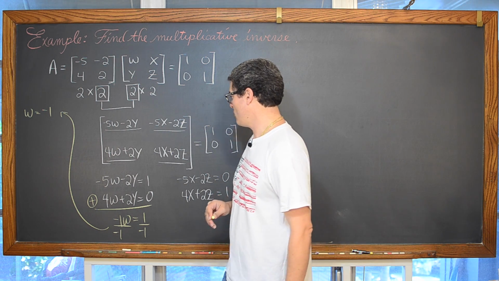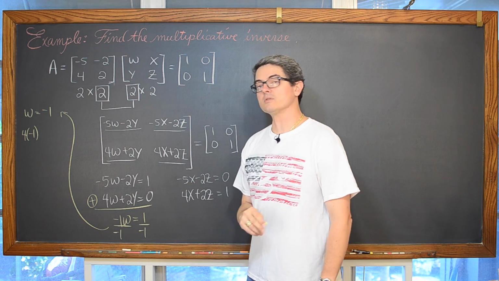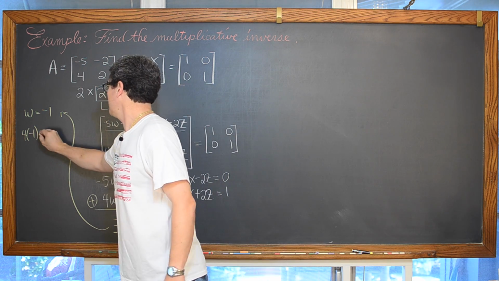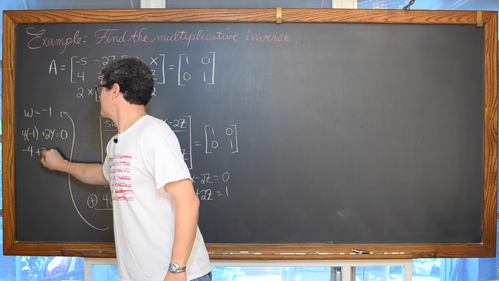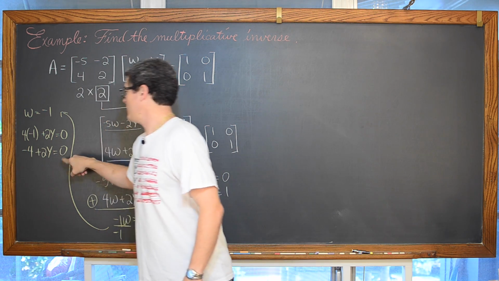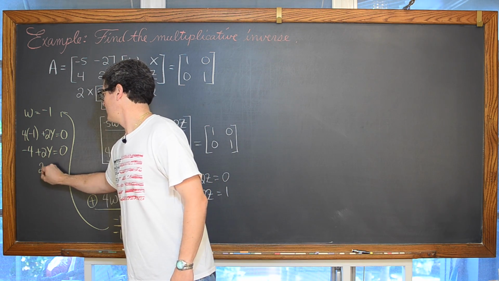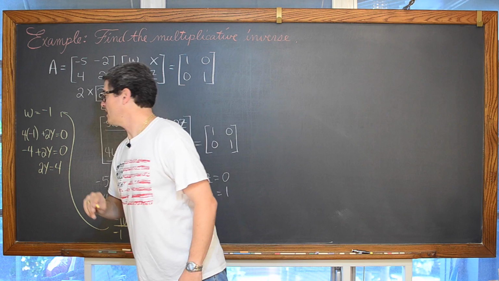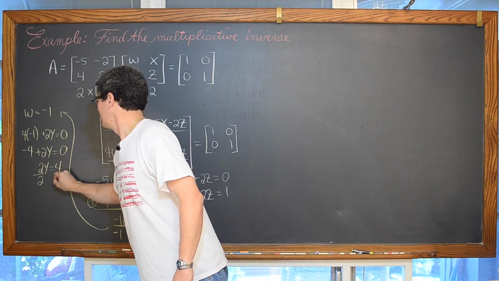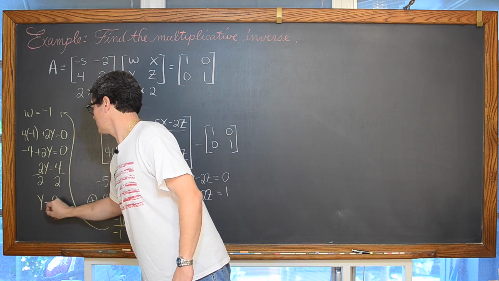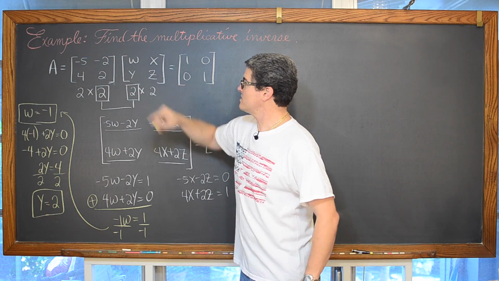And we get 4 times negative 1 plus 2y is equal to 0. We have negative 4 plus 2y. Add both sides by 4 to undo that subtraction of 4 that's over here with the y. And now we're going to undo that multiplication of 2 with the y with division and get y is equal to 2. So now we know what W is. We know what y is equal to.